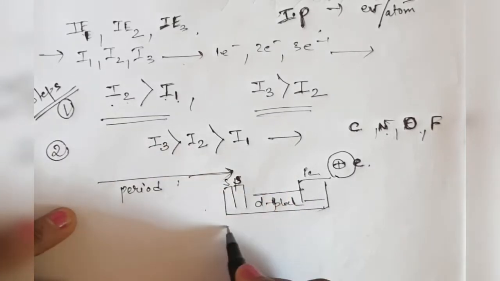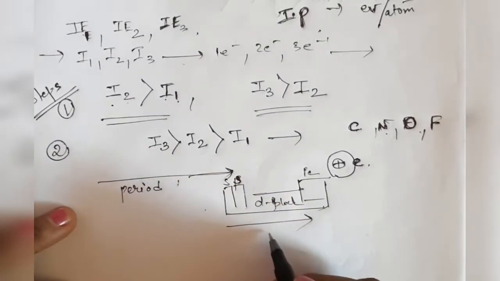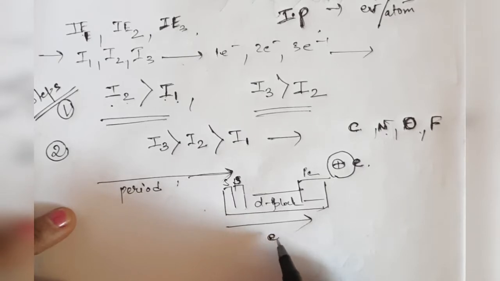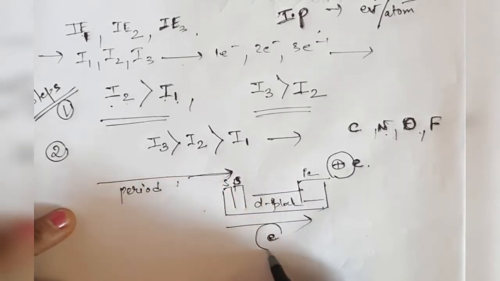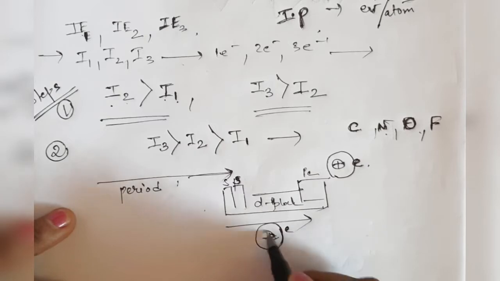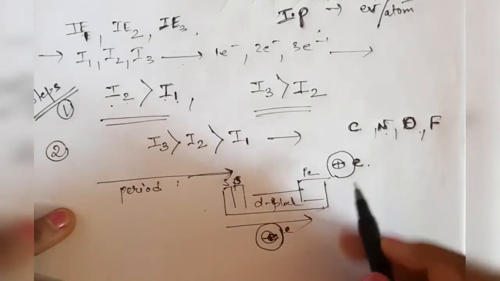So when we are going along a period, you are adding electrons to the same subshell, that means your number of shells is not increasing.